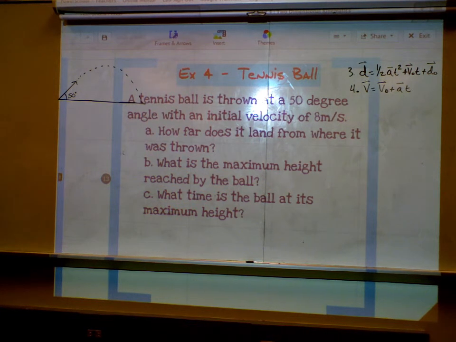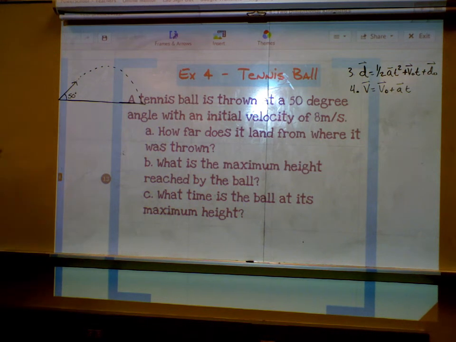So the tennis ball is thrown at a 50-degree angle. What was our first step, Sergio? Oh, you gotta find the components. Got to find the components. Good. So we need to find the x and the y component of what? The tennis ball being thrown, right?